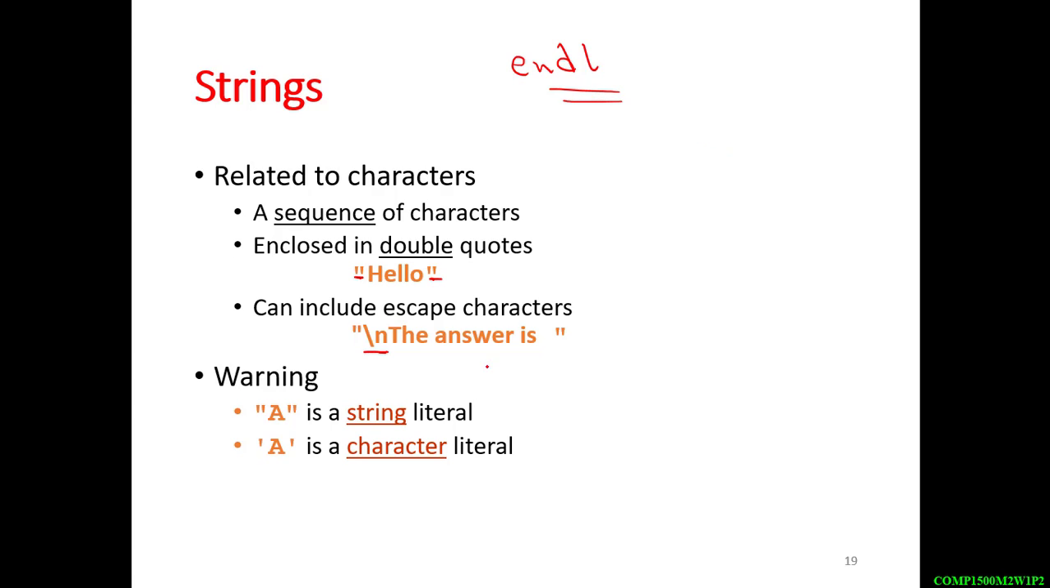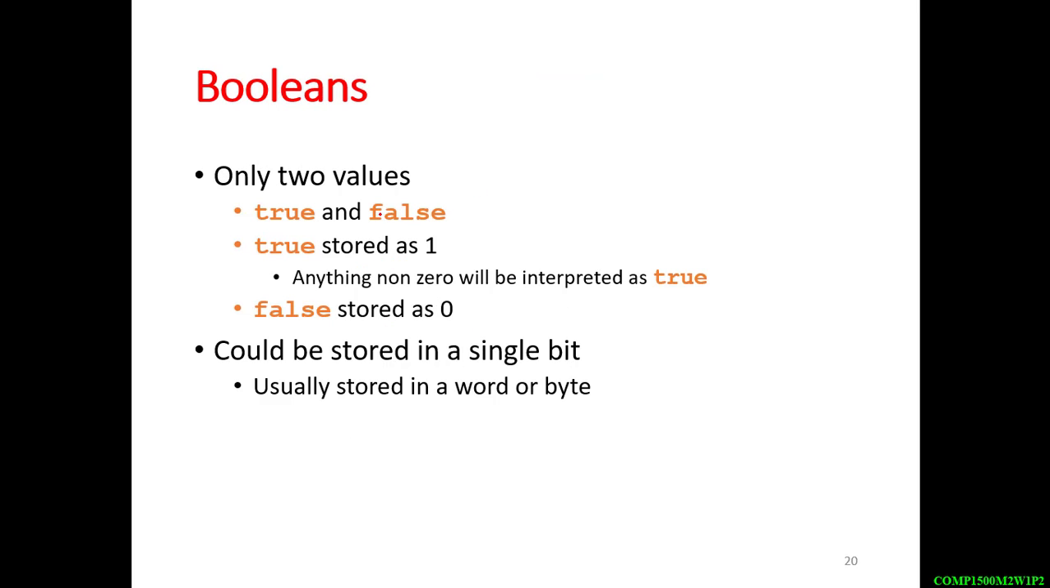Now, you need to differentiate. This is a string and this is a character. Although both of them look the same, this is a string because of the double quotes, and this is a character because of the single quotes. Now, Booleans are true or false, 0 or 1. So you have only two values, and mainly it is used for digital systems and for Boolean expressions, which we are going to see when we talk about operations and expressions, especially in if statements. So it is either true or false.